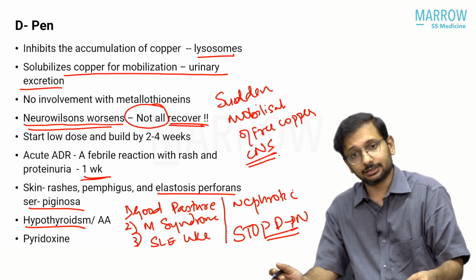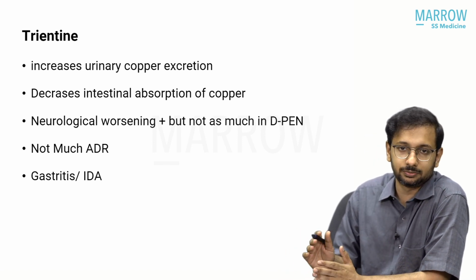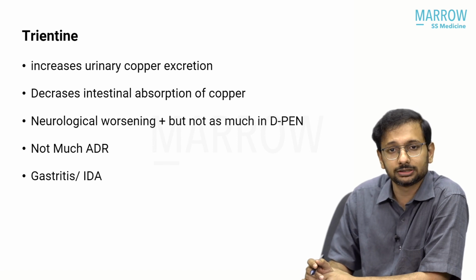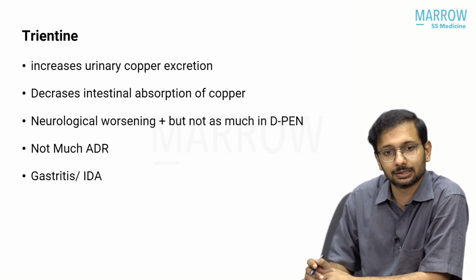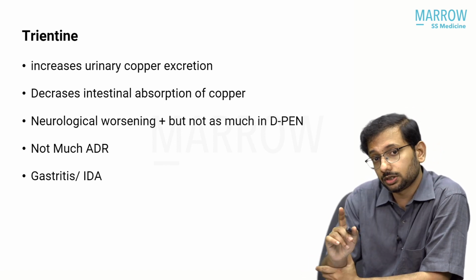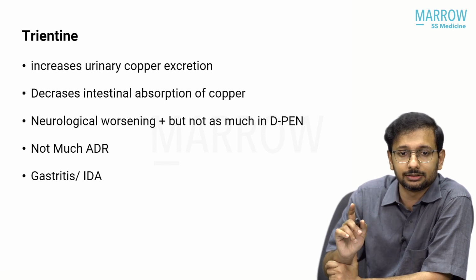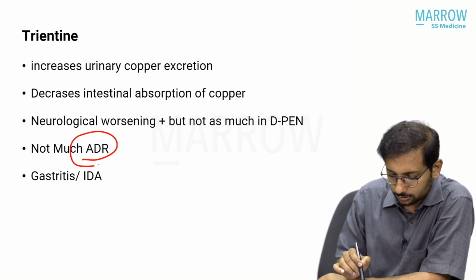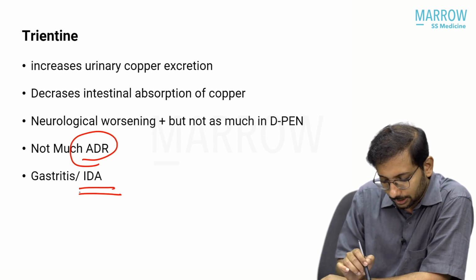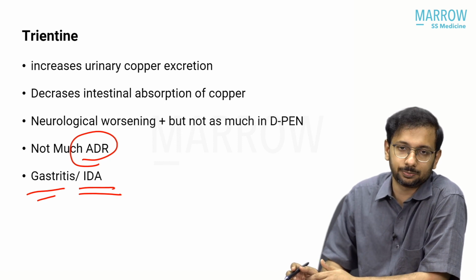Coming to the next chelator, which is trientine. The structure is different from penicillamine, but the mechanism of action is similar to penicillamine. It also solubilizes the copper for urinary excretion. It decreases intestinal excretion of copper. Neurological worsening can be there with trientine, but not as much as there is with D-penicillamine. And it is a very good drug because it has very minimal adverse drug reactions, and iron deficiency anemia and gastritis. These are the 2 main drug reactions which you expect with trientine.